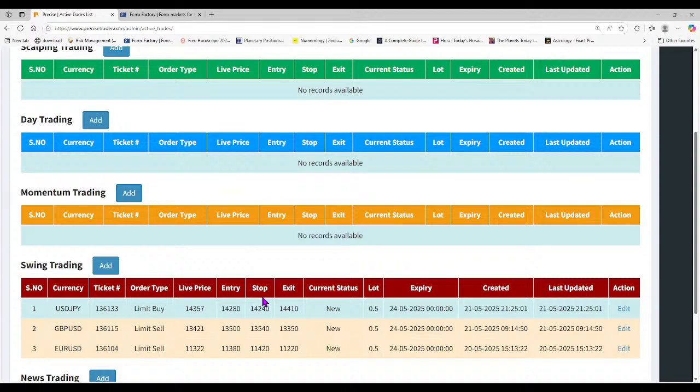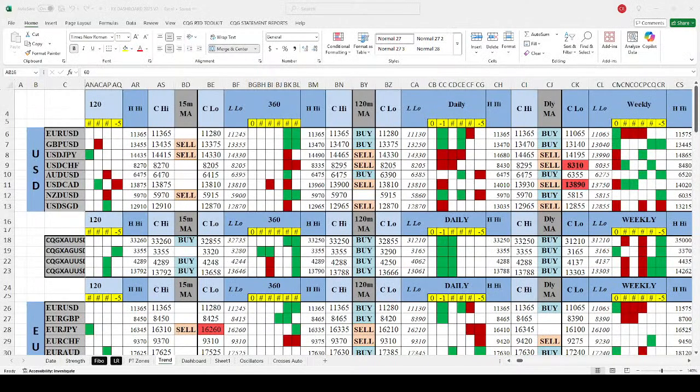Okay, let's start off with the euro dollar. The euro dollar, the weekly. The weekly is still showing up. Okay, the weekly is still showing up above. Let me see.